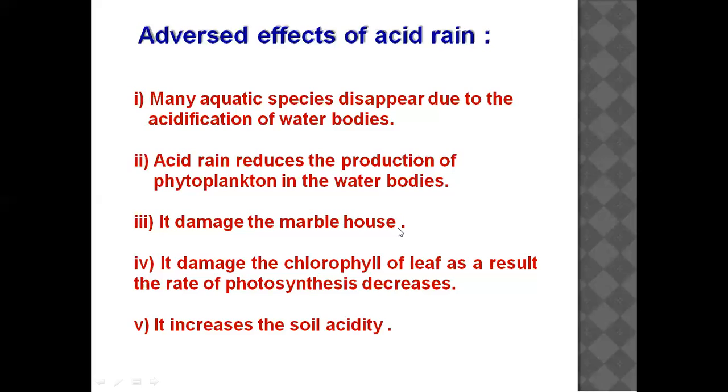I think all of you know that our Taj Mahal is damaged by this acid rain. It damages the chlorophyll of the leaf. As a result, the rate of photosynthesis will decrease and the plants will die eventually. It also increases the soil acidity, due to which the plants cannot take water from the soil. So all these kinds of adverse effects create a lot of problems for any kind of living organisms on the earth's surface.